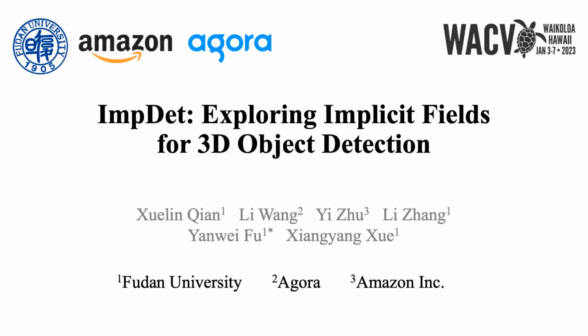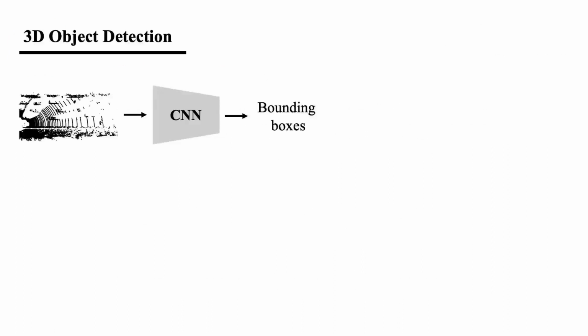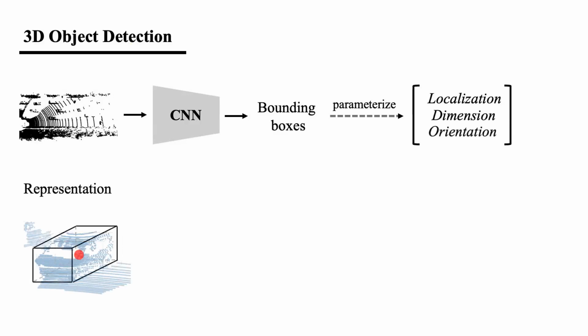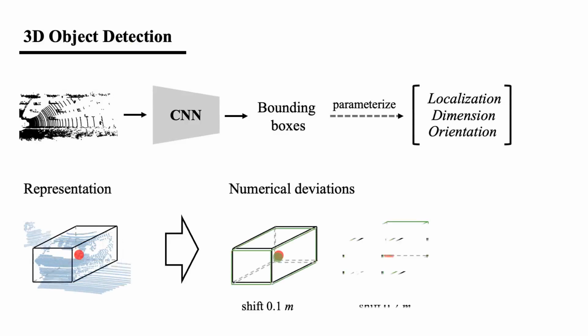It's a pleasure to share our recent work entitled Exploring Implicit Fields for 3D Object Detection. For this task, it takes point clouds as input and outputs boxes for objects. A general way to represent the boxes is with several parameters, that is localization, dimension, and orientation. Despite its popularity and universality, such a paradigm is insensitive to slight numerical deviations, especially in localization.